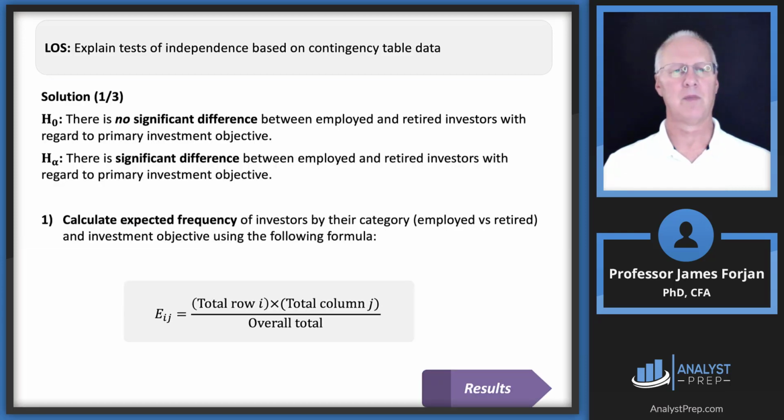So what was our null hypothesis? That there is no significant difference between the employed and the retired. What do we accept then? We accept the alternative hypothesis, saying that there is a significant difference.